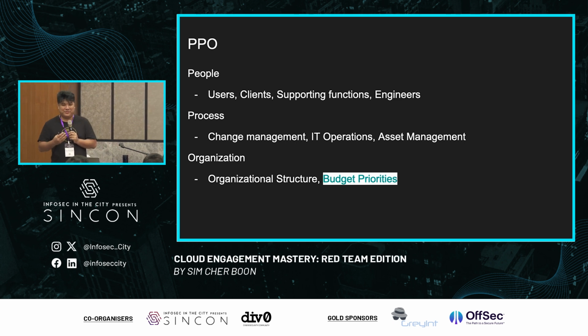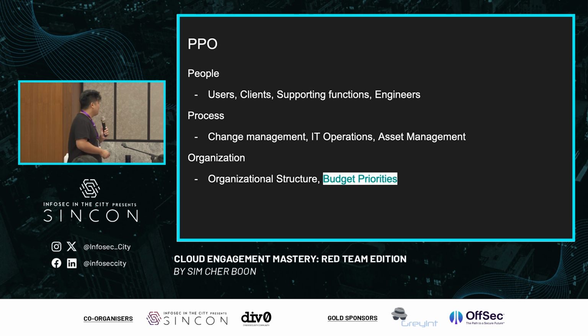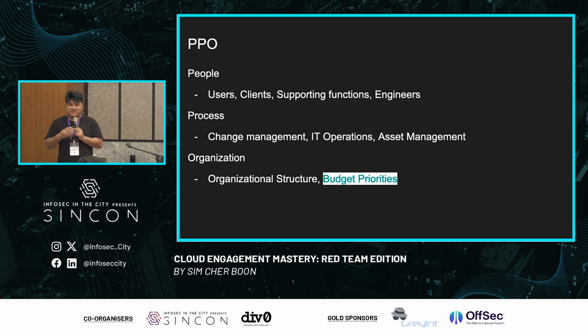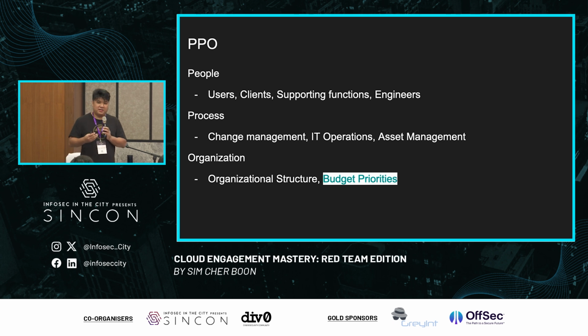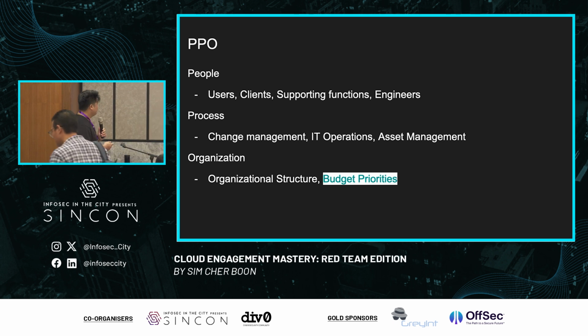So when we talk about people, we talk about our users in the organization, the functions, and the engineers that are involved. And also the processes that are part of the entire business flow: your change management, your IT operations, asset management, etc. At the same time, we also talk about organizational structure and budget priorities within this whole family of departments and verticals within a huge org.